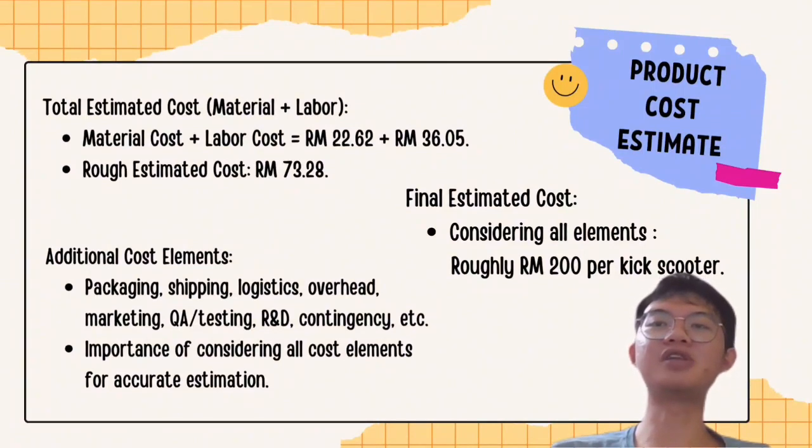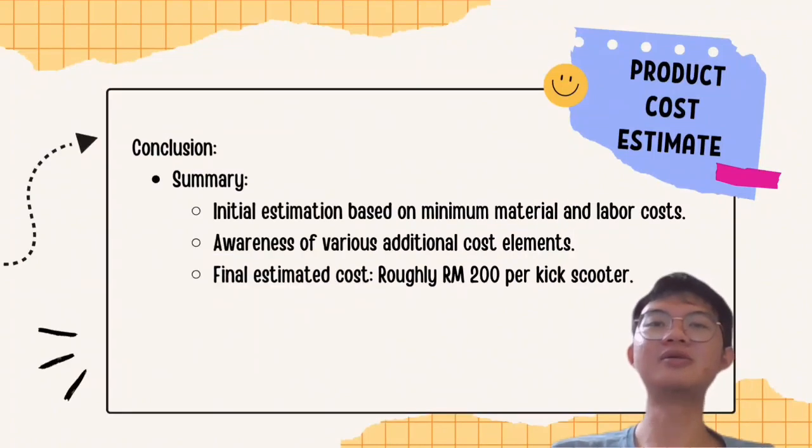After considering all of these elements, the cost of a kick scooter might roughly be 200 ringgit. In a nutshell, the initial estimation is based on minimum material and labor cost, which is 73.28 ringgit per scooter, and the final estimated cost is roughly 200 ringgit per scooter due to the awareness of various cost elements.